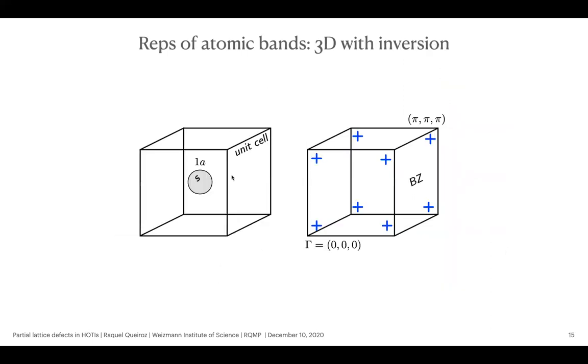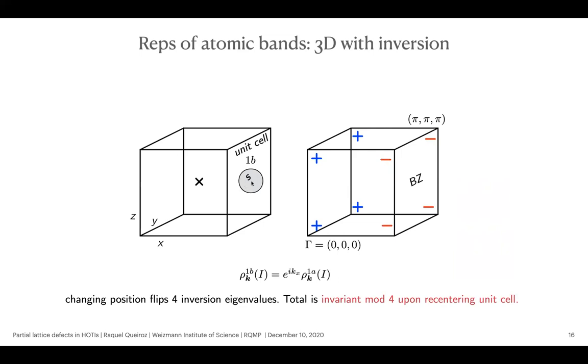In 3D it is very similar. If we have an s orbital in the center of a cubic unit cell, we have 8 inversion symmetric points, and we find that all of them are positive. So with these symmetry eigenvalues, I know what I expect in real space. And if I were to put that s orbital on the edge of the unit cell, I would get this additional e to the ikx phase, which would swap all of these kx equals pi eigenvalues. So with this configuration, we know that we have an s orbital on the edge of the unit cell.